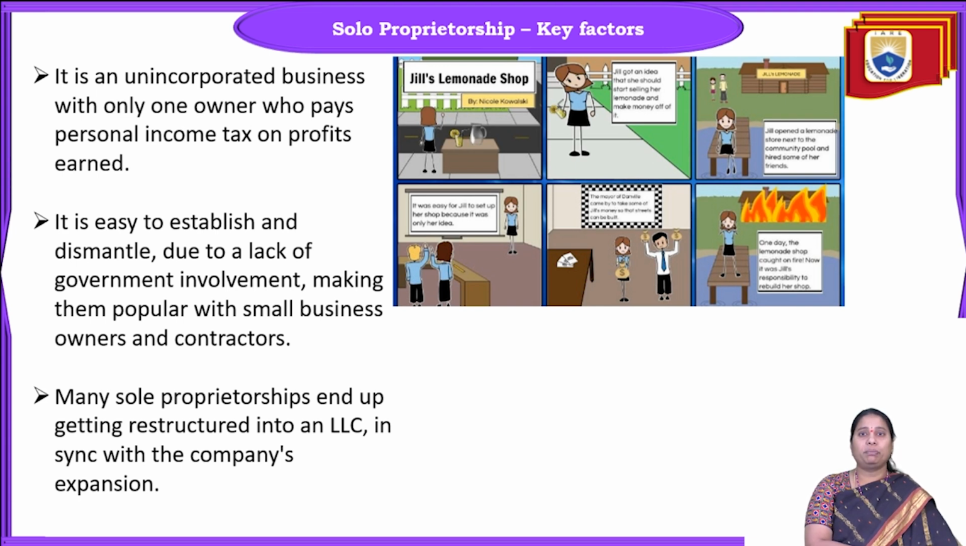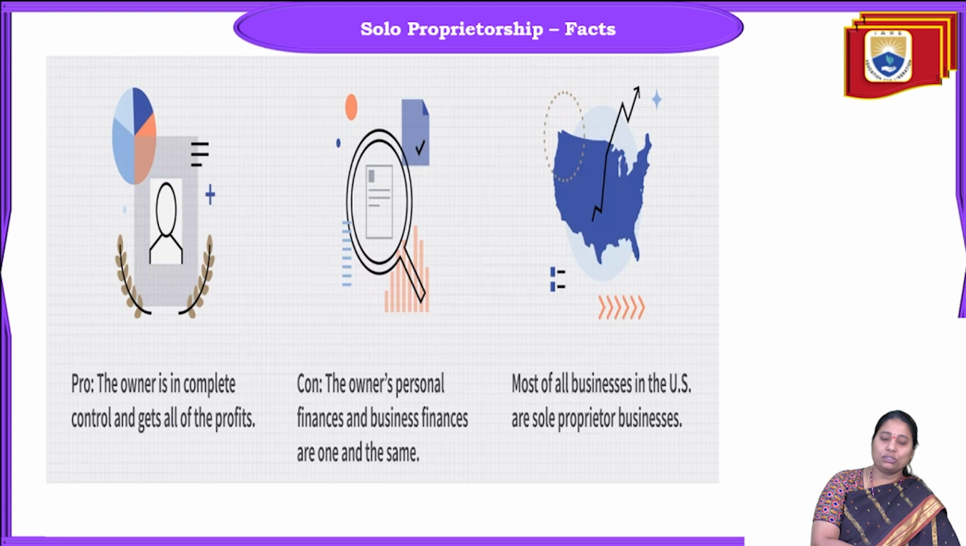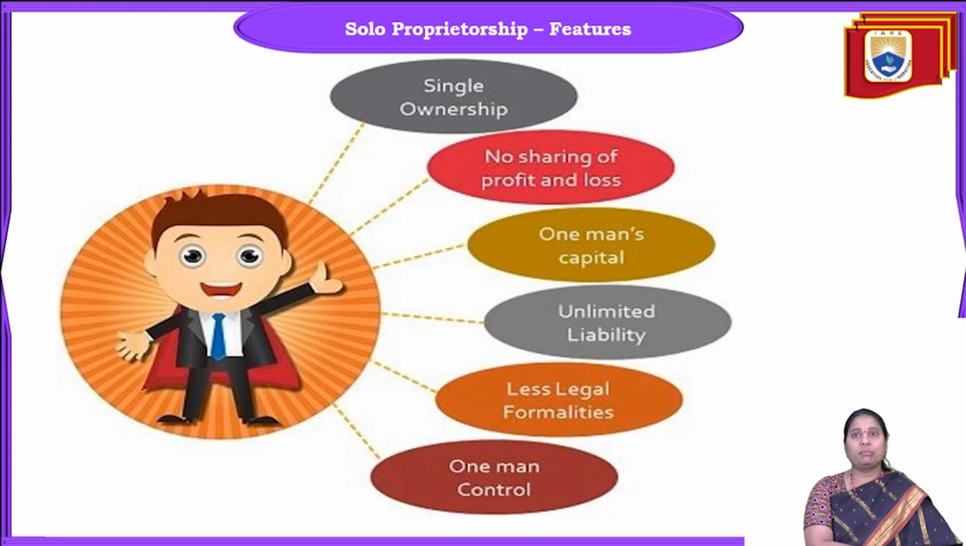Solo proprietorship ends up with restrictions compared to limited liability corporations, and the single person is the owner. He has overall control to get the profits, and he also has the flip side of the coin, meaning he is also responsible for the overall losses incurred in that particular business entity. The owner's personal finance and the business finance are the same, both are the same. Most businesses in the US are solo proprietorships. These are some of the facts about the solo proprietorship.